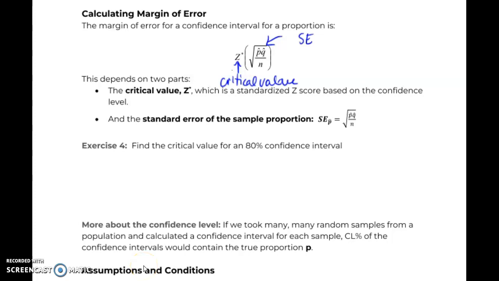So let's look at an example of how to find a critical value. Let's say we want to find a critical value for an 80% confidence interval. The critical value is the positive value that separates the middle 80% from the bottom and top 10% each. I can go over to StatCrunch and look at a standard normal curve, because a z-star is a z-score, and look at this positive value that separates the middle 80% from the bottom and top.